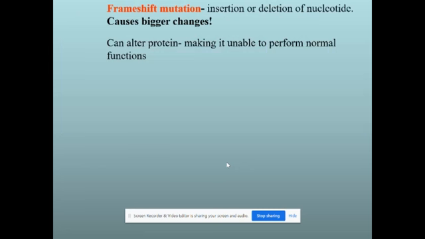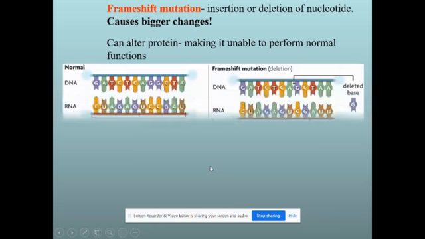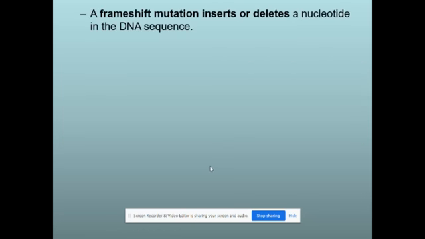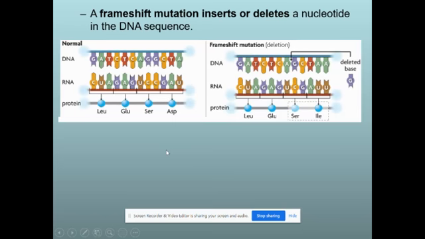create. Another mutation is the frame shift. This can cause bigger changes. It can alter the protein and make it unable to perform normal functions. A frame shift mutation inserts or deletes a nucleotide in the DNA sequence. So here you can see where the deleted base was, and it's been pre-existing.